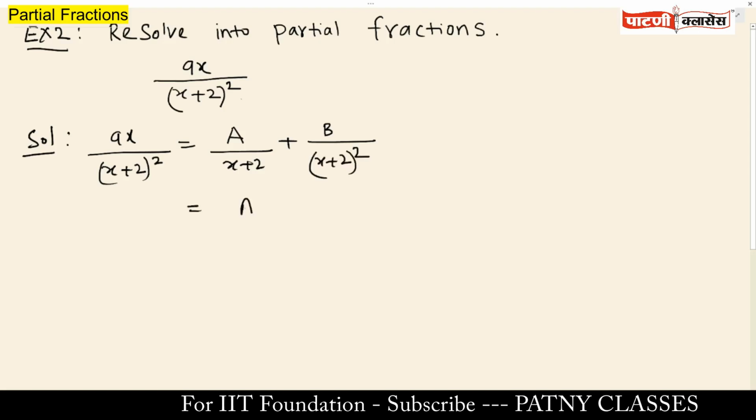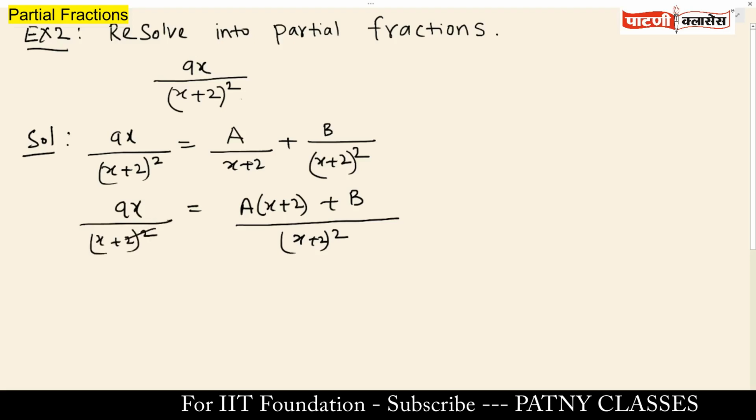Therefore, it becomes a into (x plus 2) plus b upon (x plus 2) whole square, and LHS is 9x upon (x plus 2) whole square. Both side denominators get cancelled. We get 9x equals a into (x plus 2) plus b. Now we need to find the value of a and b. So let us call it equation 1.